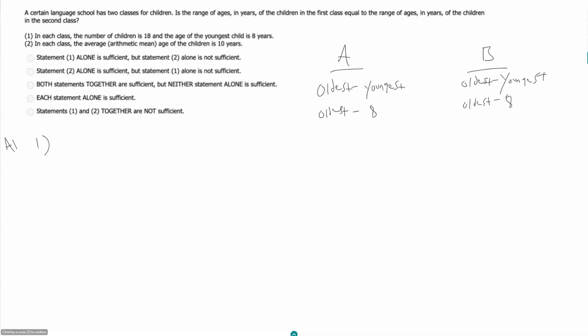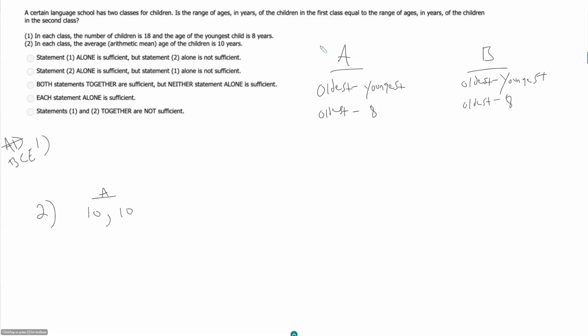So still insufficient. Statement 2. In each class, the average age of the children is 10 years, okay? So by itself, this isn't going to be sufficient because let's say we got one class that has 2 kids in it, and each of them is 10 years old.